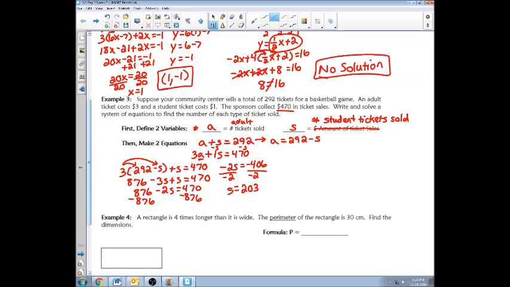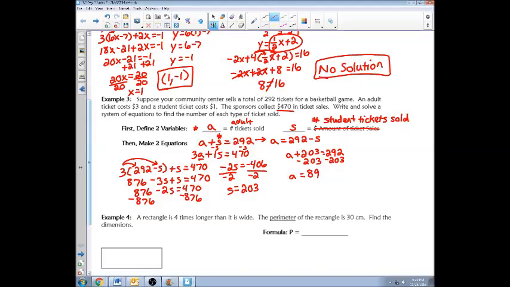I know that I sold 292 tickets total. So if I put the 203 back in for this S, it would be A plus 203 equals 292. I miswrote that before, so this would be 203, right? Subtract 203 from 292. My adult ticket number would be 89.